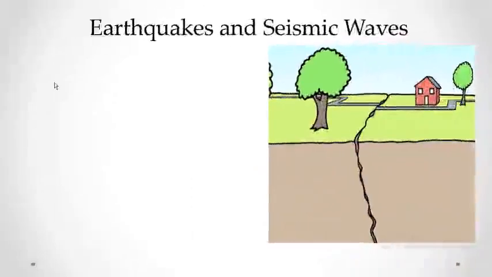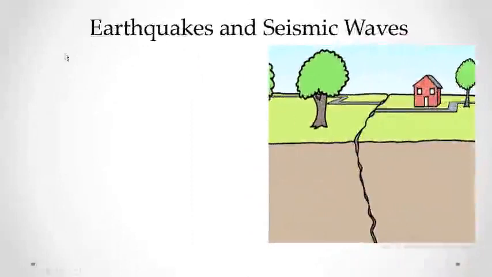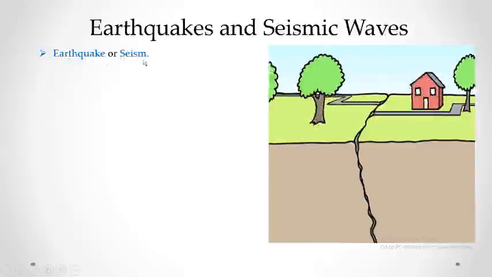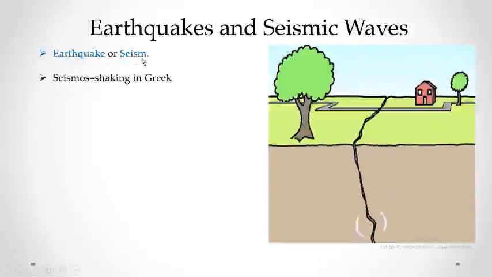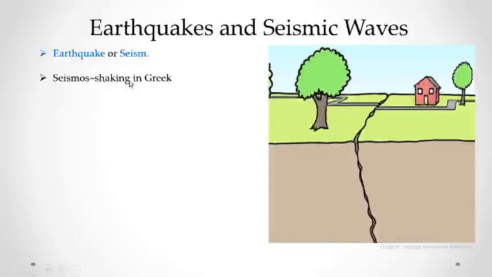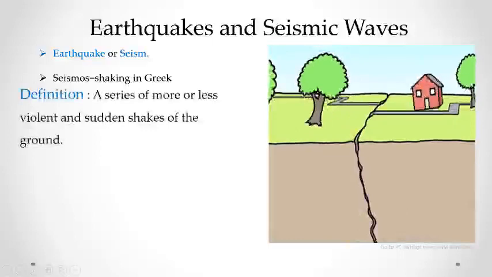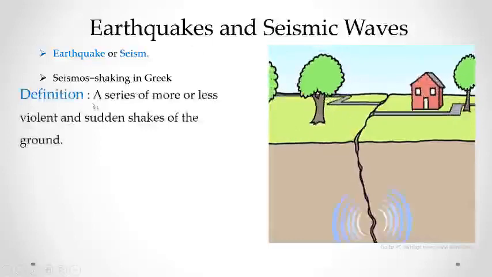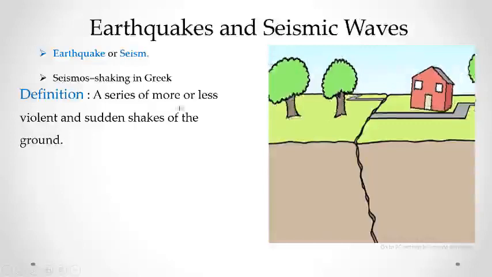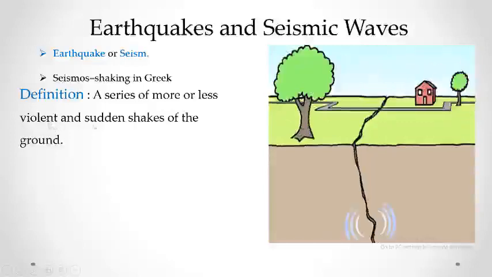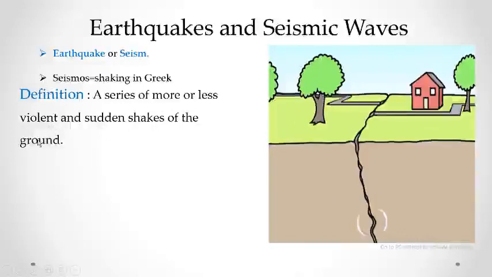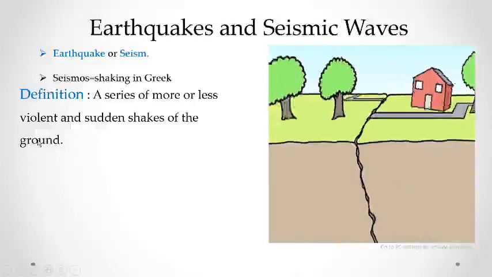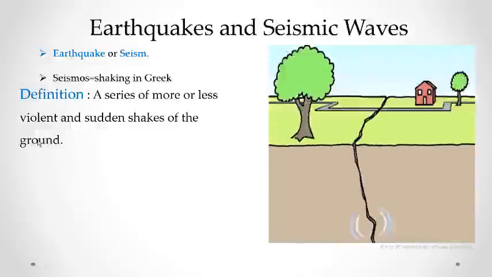First, I want to clarify a point about the name of the earthquakes. Earthquakes can also be called seism. A seism is a term which is derived from a Greek word which means shaking. Second, concerning the definition of an earthquake, we can define it as a series of more or less violent and sudden shakes of the ground. So you have to memorize the definition of an earthquake, which is the first objective for today.